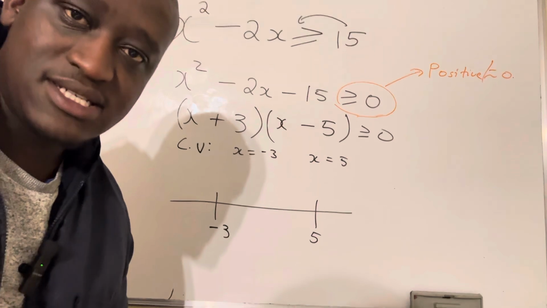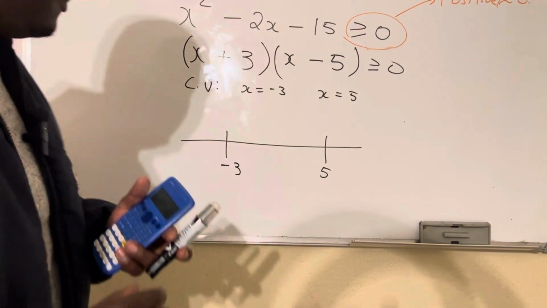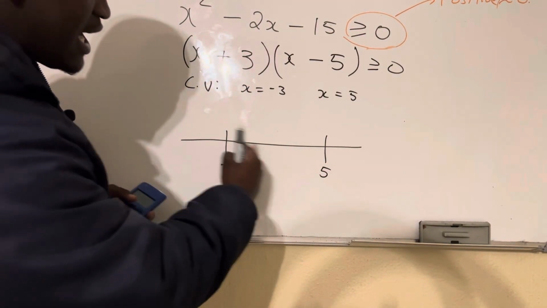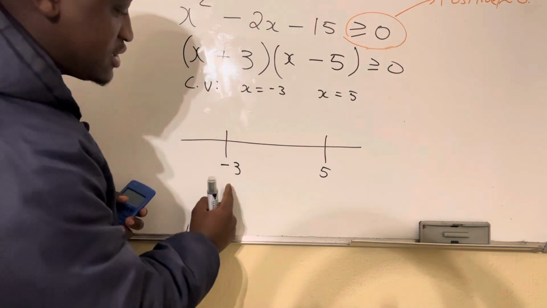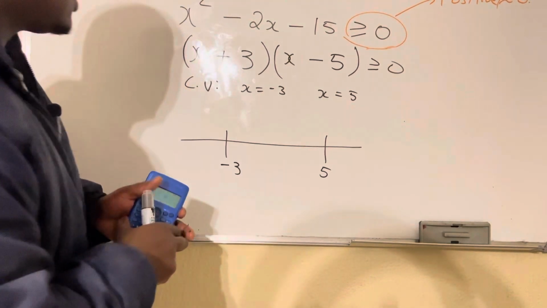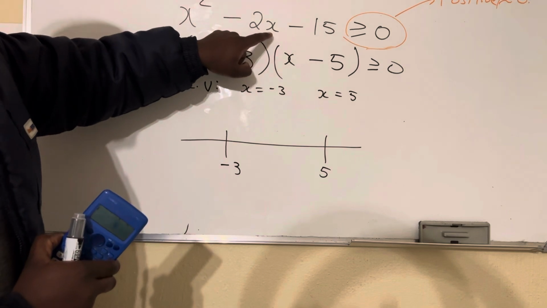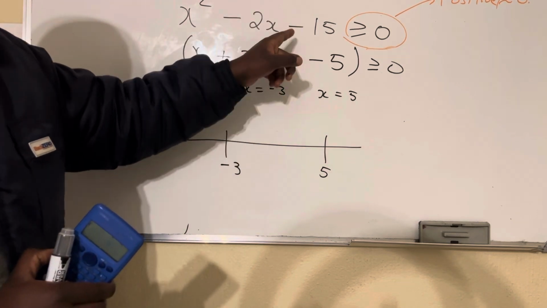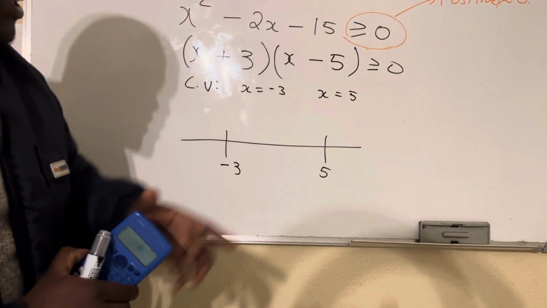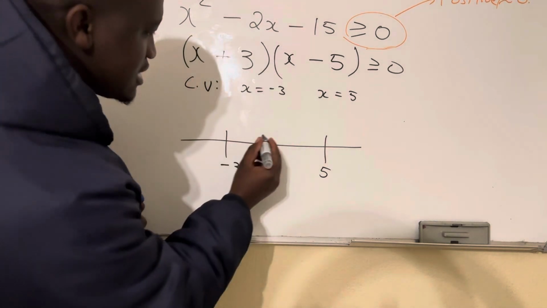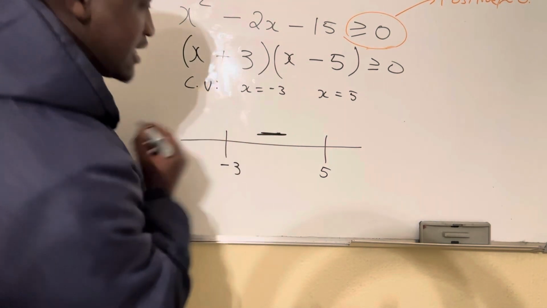Let me just do this, guys. So let's substitute. I can choose 0 because it's between this and that. If we substitute 0 here, 0 minus 0, 0, and then the answer is going to be negative 15. Now, we are only interested in that negative, right?